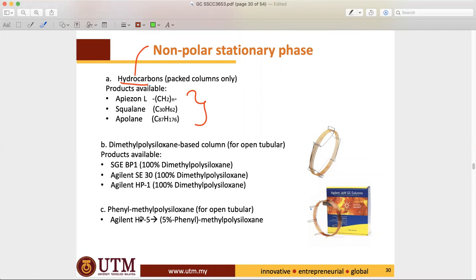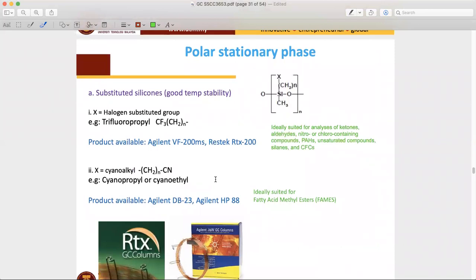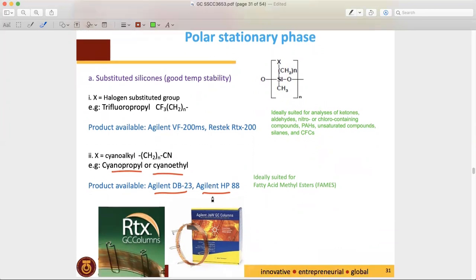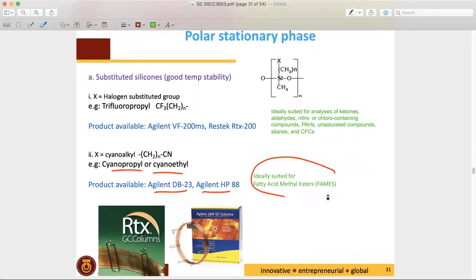Okay, so we also have a 5% phenyl methyl polysiloxane. All of these are examples of a non-polar stationary phase. For polar stationary phase, usually it is Agilent DB-23 or Agilent HP-88. Usually the stationary phase is made up from cyanopropyl or cyanoethyl, ideally suited for fatty acid methyl esters.